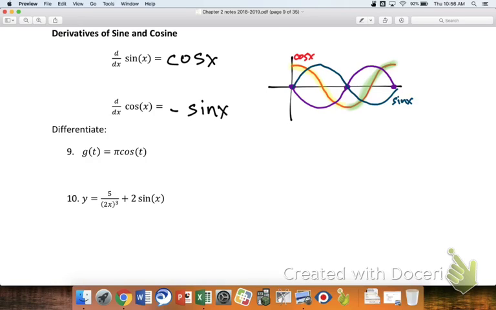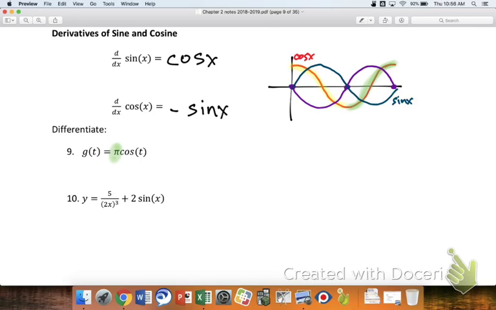Okay, so number 9 says differentiate. Number 9 is the derivative of pi times cosine of t. Sometimes people get a little mixed up and they look at pi and think that it's not a constant, but isn't it a constant? It's just 3.14159. It's always that. So when you do this derivative, remember that constant multiple rule. What you can do with a constant is mentally cover it up, do the derivative of the other thing, and then just multiply it back in.